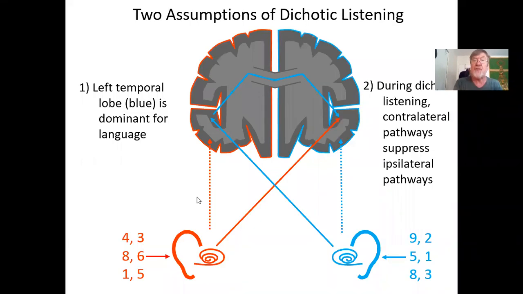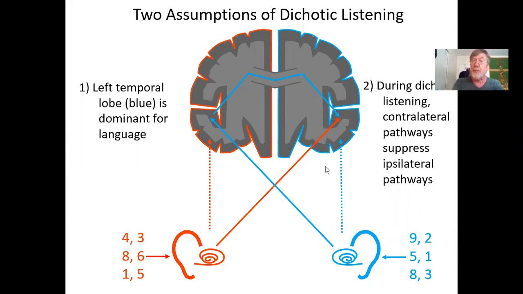Now during dichotic listening, and only during dichotic listening, the ipsilateral pathways are suppressed. They're no longer part of the picture, and all you've got is contra. So information from my right ear goes contralaterally straight over to my dominant left temporal lobe, whereas information to my left ear goes to my non-dominant right temporal lobe, and then it has to cross over the corpus callosum to get to the left temporal lobe.